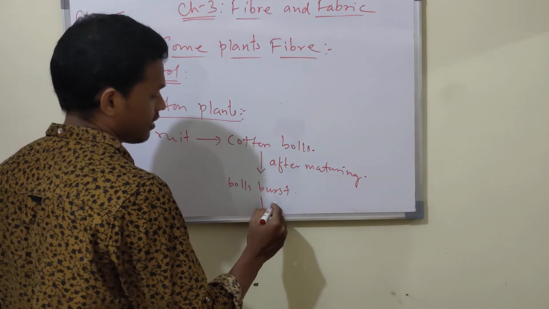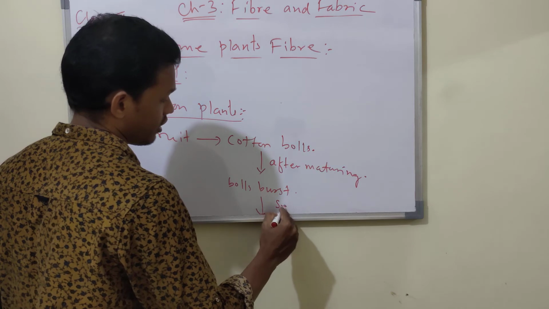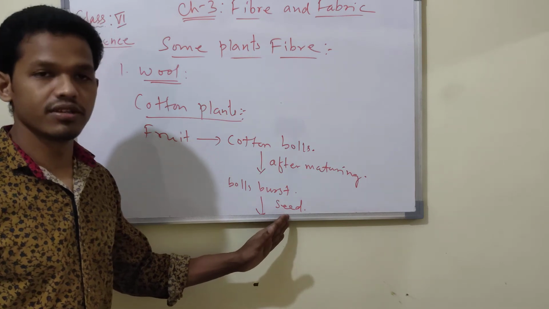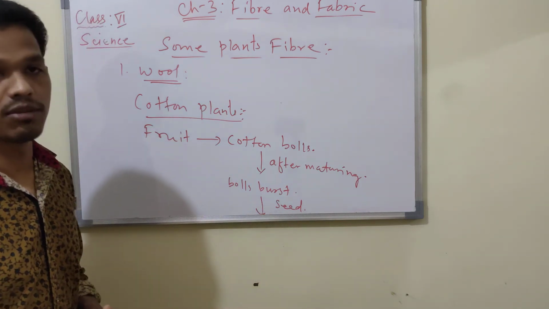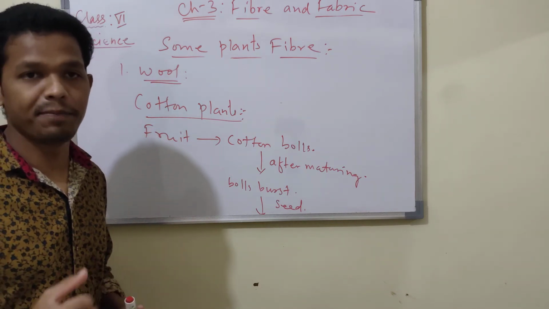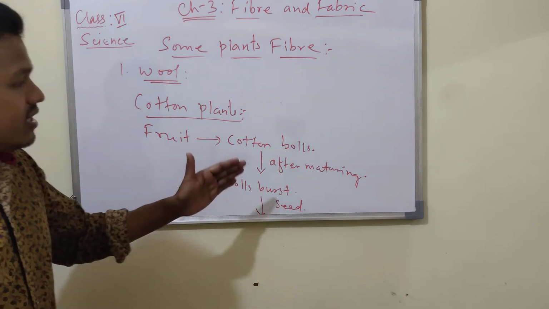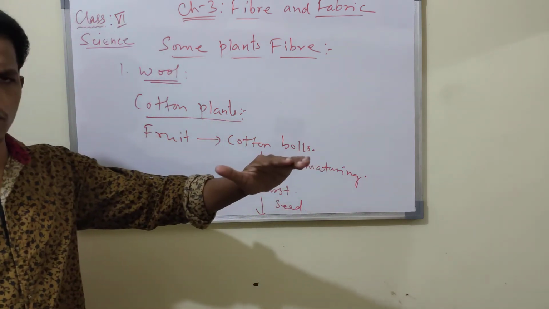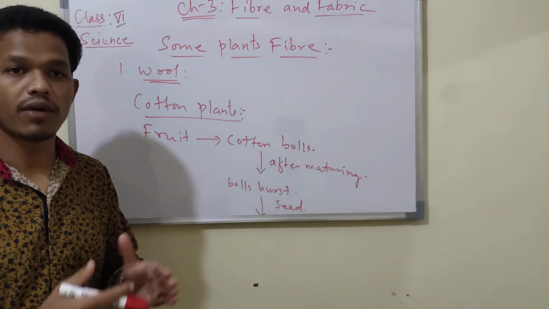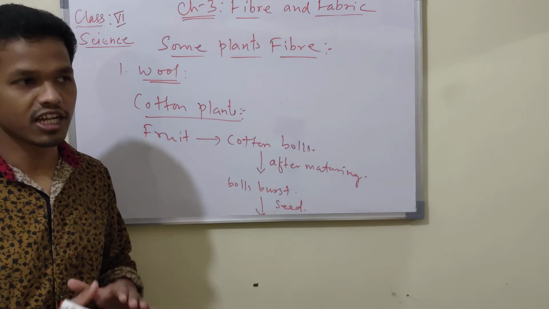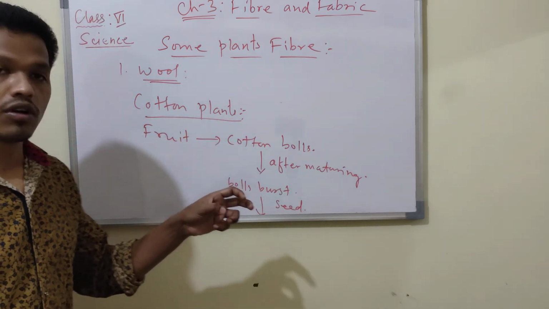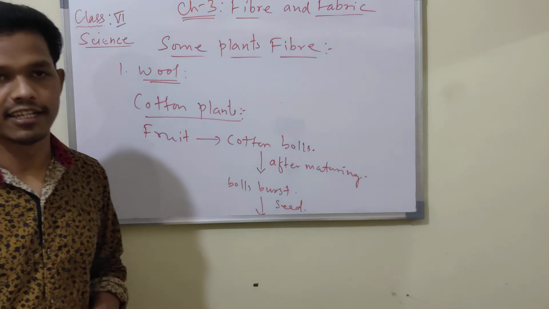You will find a seed inside the cotton. Along with the cotton, you will find a seed. This seed and cotton can be separated by hand picking. Got it now? Usually, if you see the field covered with cotton plants, it appears like snow covering the field. So usually they pick this cotton by hand picking.